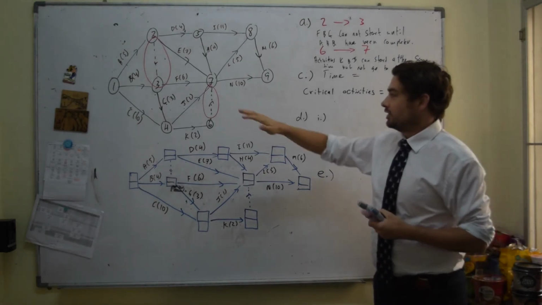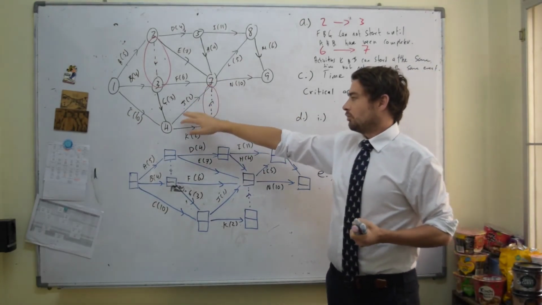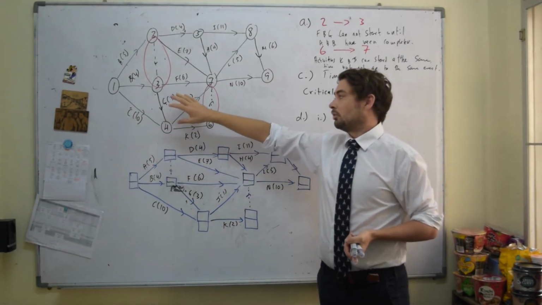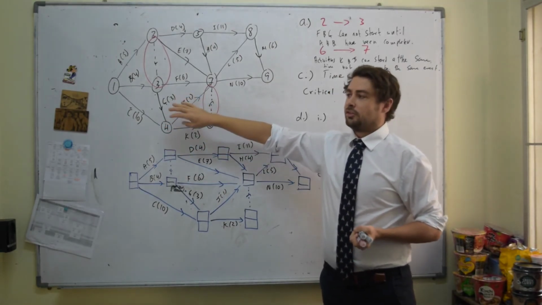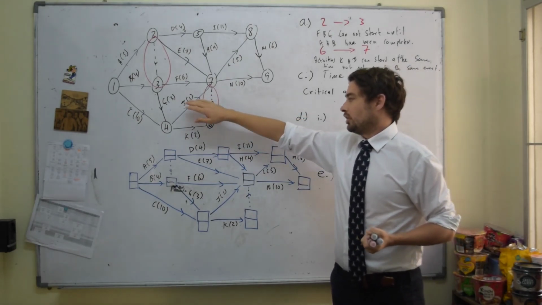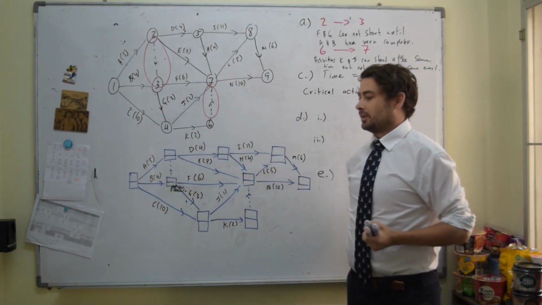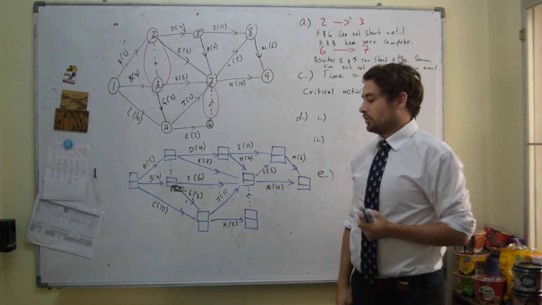Okay. If we didn't have this dummy activity, they would both end at the same event while starting from the same event, which we cannot have. So we needed to have this extra event, this extra dummy activity, so that J and K can happen at the same time, end up at the same place. So that is question A.